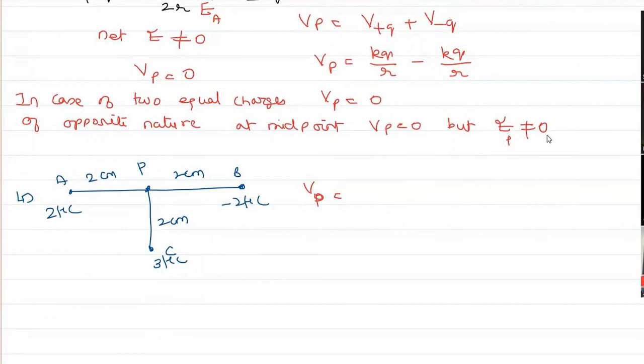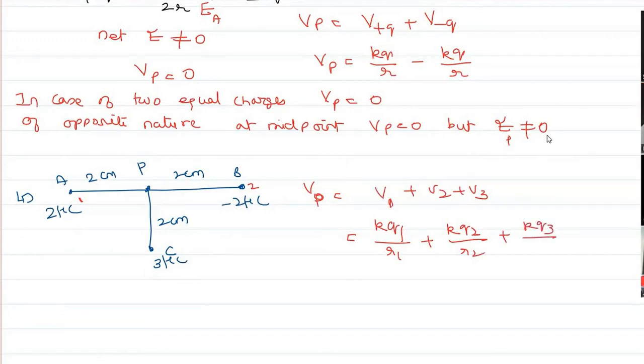The potential at the point P is nothing but what? V due to 2 microcoulomb, and then V due to the others. You can take it as 1, 2, 3. So V1 plus V2 plus V3. So what is V1, ma'am? It is nothing but KQ1 by R1, then KQ2 by R2 plus KQ3 by R3. The only thing you should remember is with the sign you need to consider.